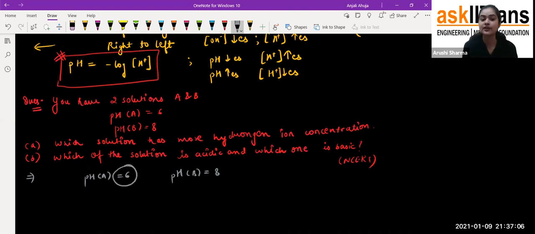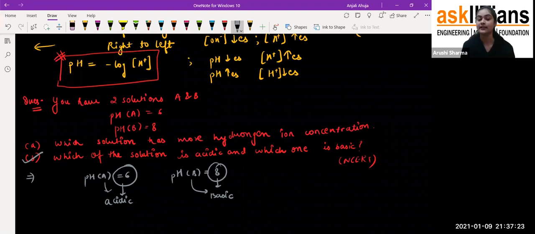That means one of the solutions is acidic and the other is basic. Now we come to know that the second part has been solved already. We can say that the A solution is the acidic one and the B solution is the basic one. Now the first part we have to solve. The first part asks which solution has more hydrogen ion concentration.